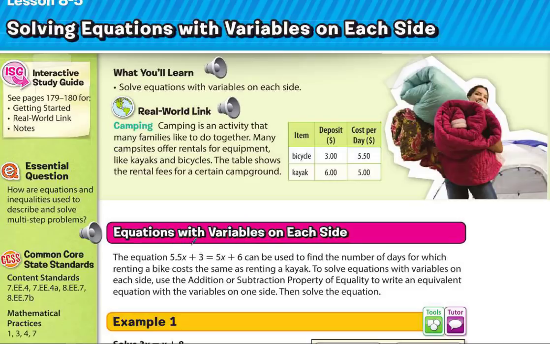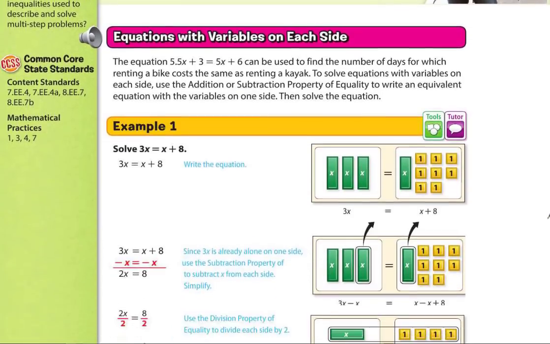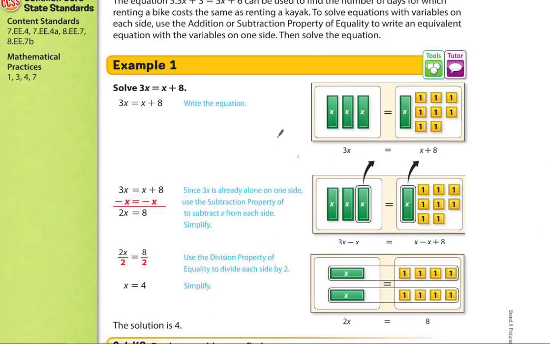So the idea would be what value of x is going to make this part, 5.5 times x plus 3, have the same value as 5x plus 6. That's what we're doing when we solve. We're finding the x that makes both of these equal. So let's jump on down to the first example, and you can see it uses both tiles and the equation. So what would x have to be for 3x to be the same as x plus 8?